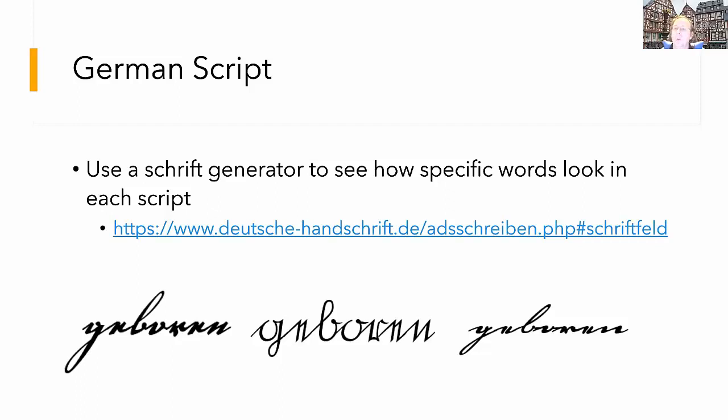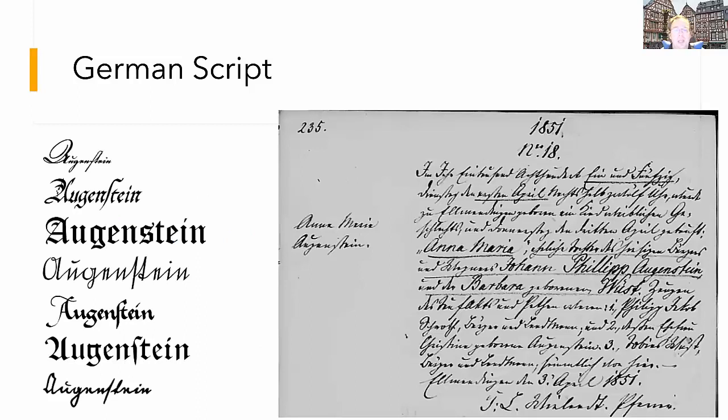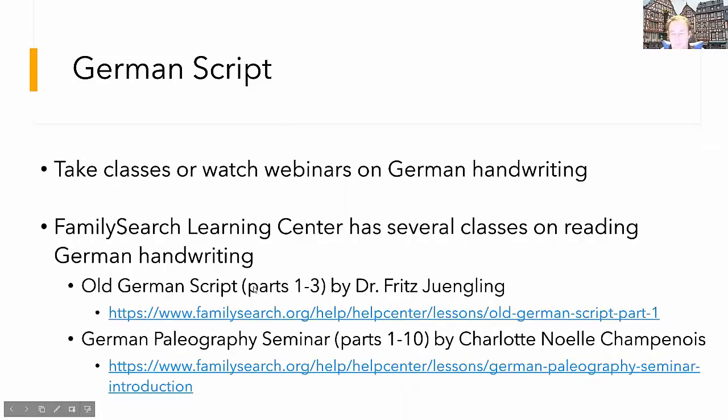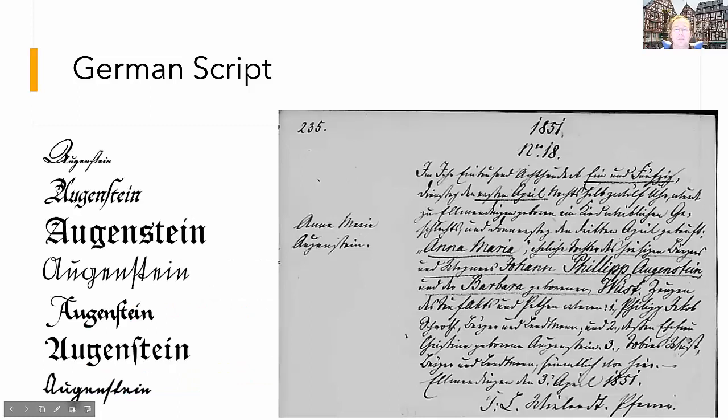Or if I want to know what a woman's maiden name was when she got married, it usually has her first name, and then it says geboren, and then it has her last name. So you're looking at that word, and now you can key in what that word looks like in the text. And you also want to type in the names that you're looking for. In this case, I'm looking for Augustine, and I've included what Augustine looks like in all of the scripts.